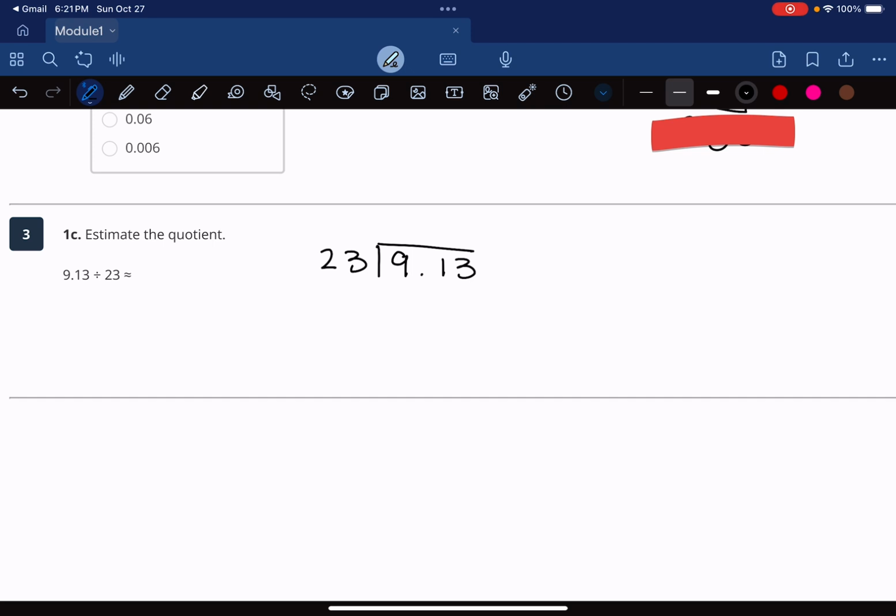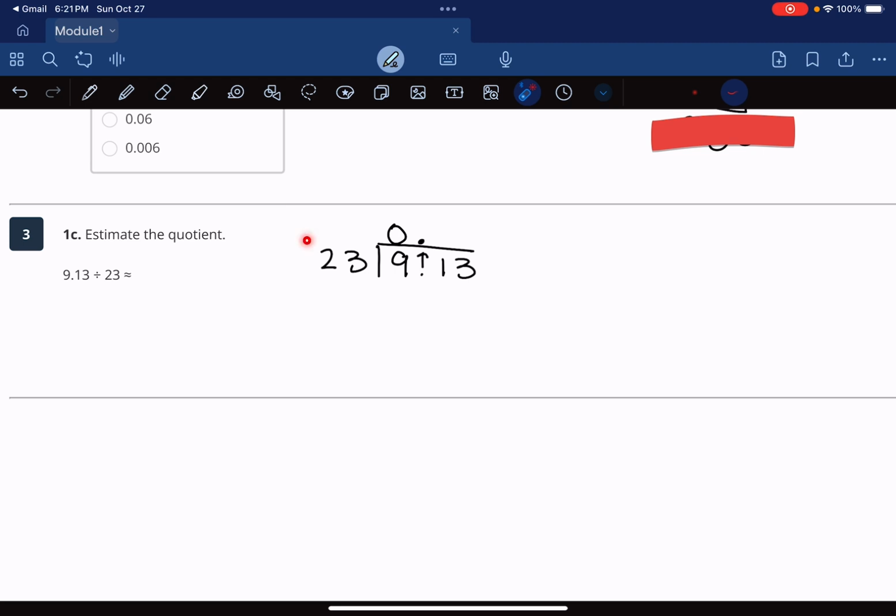You have been taught that your decimal needs to be moved up immediately so that you do not forget it. Then I'm going to come here and say, can I make any groups of 23 with 9? I cannot because it's too small. So let's move over to the next one. Can I make any groups of 23 with 91? I can because 91 is bigger. Remember, I need a number that is equal to or bigger than in order for me to make groups. So I couldn't make any groups here, but I can with 91.